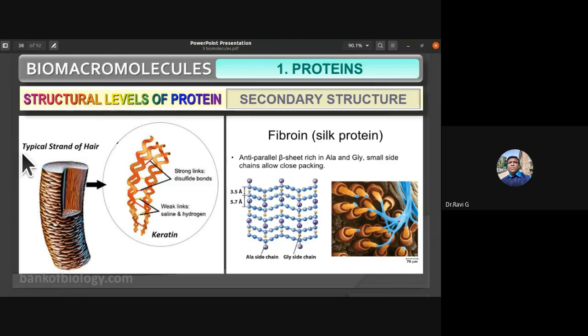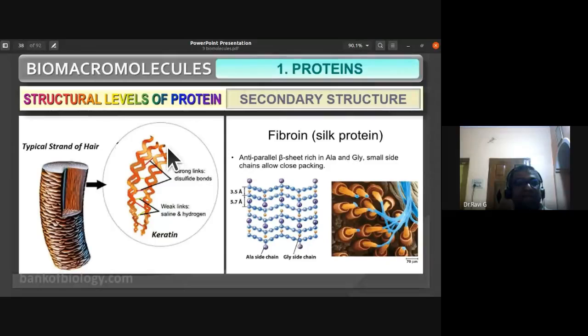So in the typical strand of hair, you can notice keratin. They are the secondary structure. You can notice the helical structure. And fibroin, the silk protein, is an anti-parallel beta sheet rich in alanine and glycine. The small side chains allow close packing. So fibroin or silk protein has the alanine side chain and the glycine side chain.